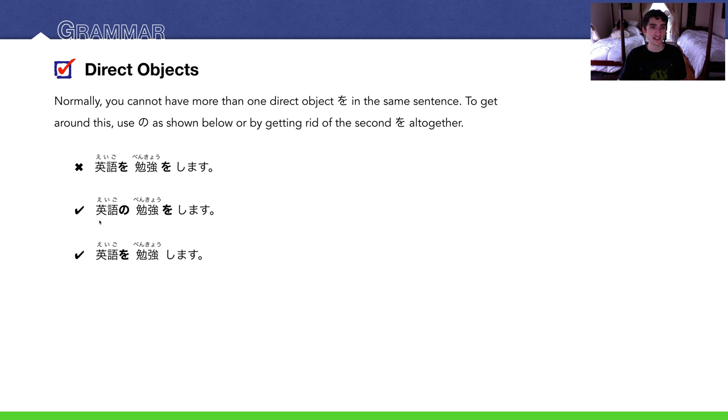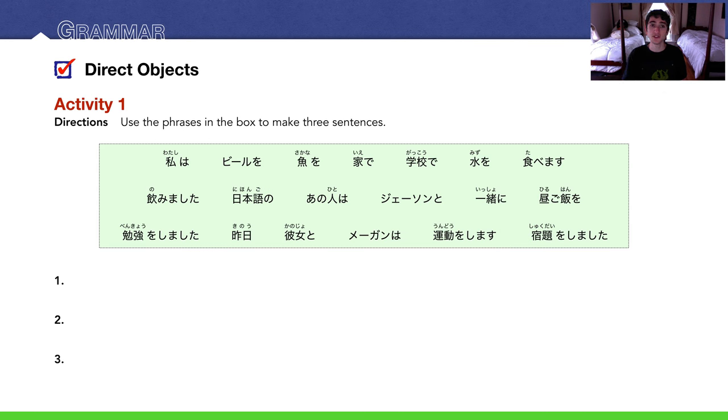So you can say 英語の勉強をします or 英語を勉強します. Okay. Activity 1, use the phrases in the box below to make three sentences of your own. This is a very free activity. Your answers will probably be very different from mine, and even the answers that I've already pre-written on the next slide are probably going to be different than the ones I'm going to make up right now.